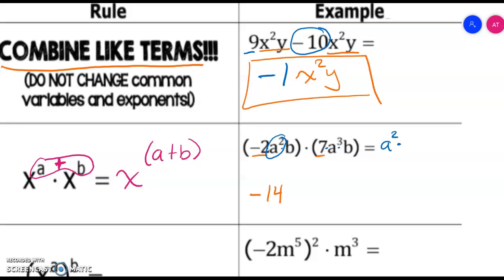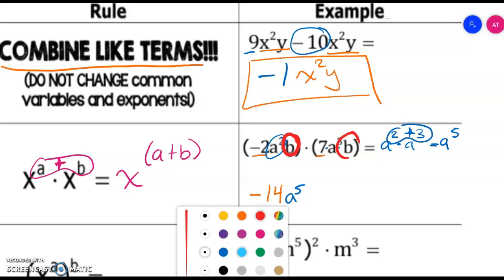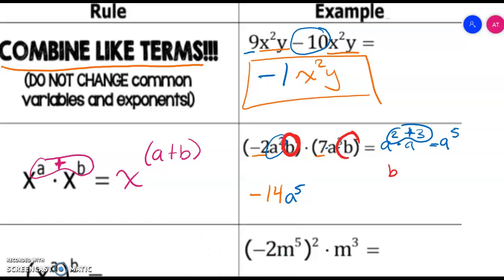a to the power of 2 times a to the power of 3, meaning I'm going to combine them together. So now I have a to the power of 5. So I'm going to put that next to my -14. Now I'm going to do the same thing with b. So I have b times b, so they each have one b. Remember, anytime there's no exponent there, there's an invisible 1. So 1 plus 1 is 2, so now I have b squared. So my final answer is going to be -14, a to the power of 5, b to the power of 2.